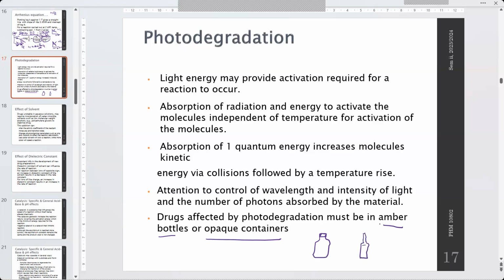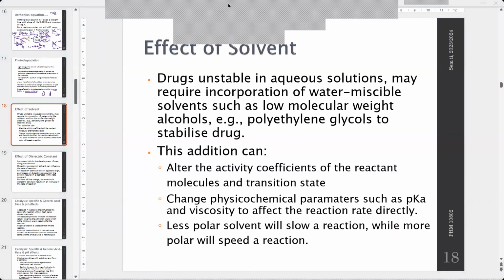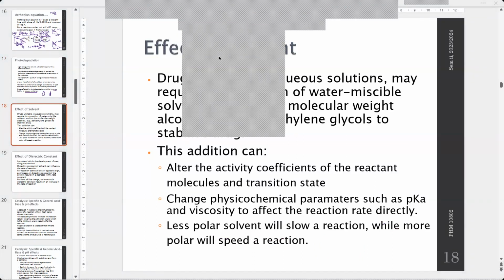But some ampoules, you'll find that the color is amber yellow, dark. This means that they are photosensitive and they are packed in this kind of dark containers so that we can protect them from degradation by the effect of light. Is it clear up till here? Any questions so far?